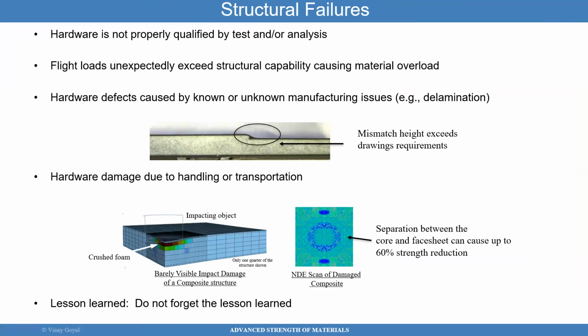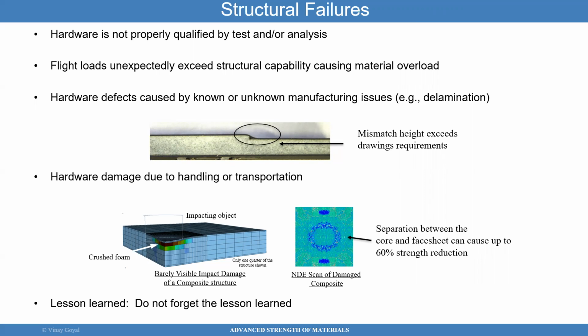What are structural failures that occur? Where do they occur? Sometimes the hardware is not properly qualified. For example, you didn't test it adequately. Another situation is that you thought that the flight loads during flight were the right ones, but in fact, it was the wrong ones. It could be higher.